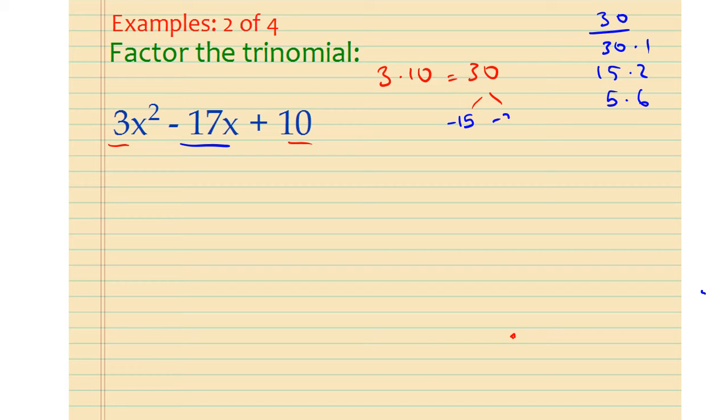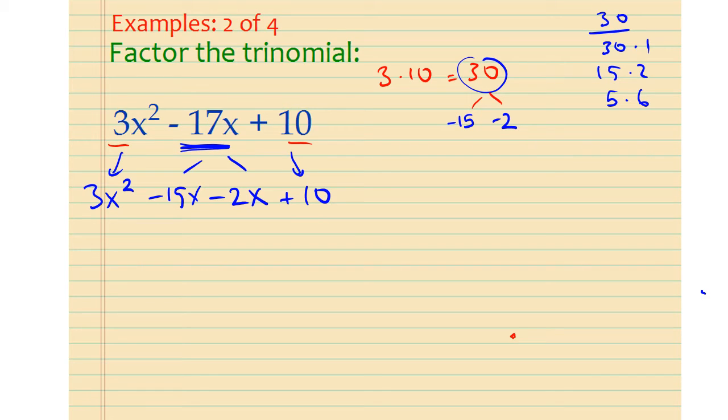Negative 15 and negative 2, because a negative times negative will make a positive 30, and negative 15 plus negative 2 is going to be equal to negative 17. We will separate negative 17 into two parts, negative 15x and negative 2x. We still have our plus 10, we still have our 3x squared.